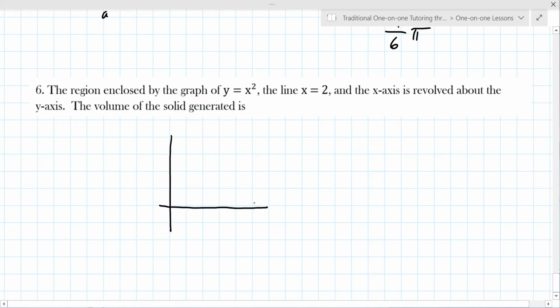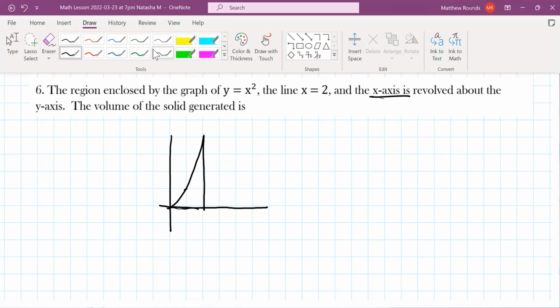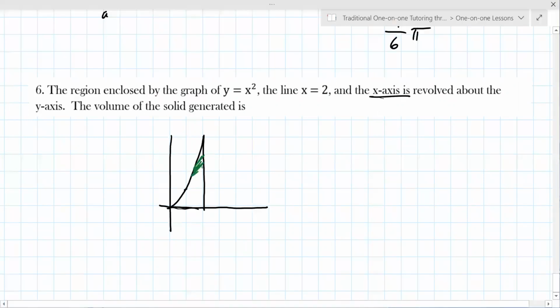Okay. So the AP does not cover this. And I mean, it's kind of interesting that you have to even deal with this, but that is the case. So y equals x squared looks like this, and then x equals 2 looks like this, and the x-axis here. I'll show the shaded area in green. And this time we're revolving around the y-axis.